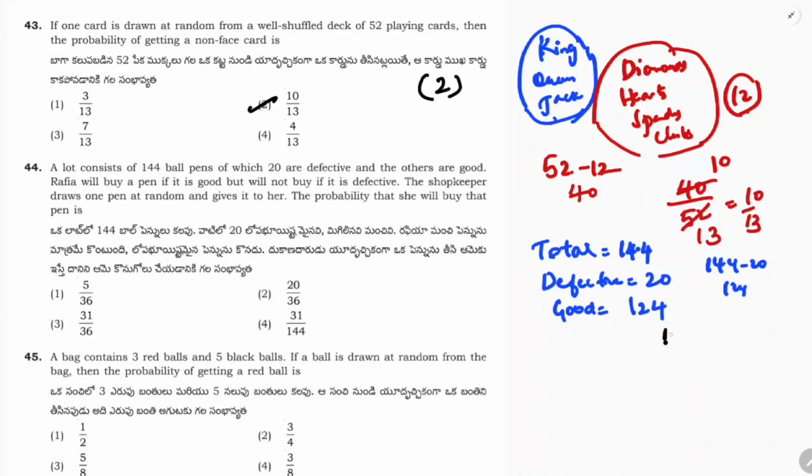So good pens are 124 by 144. So 124 by 144, we will cancel it. 4 table: 4 3 4 1. 4 times 3 is 12, 24. 4 times 6, so 31 by 36. The correct option is 3.